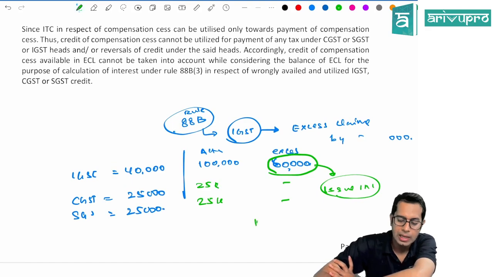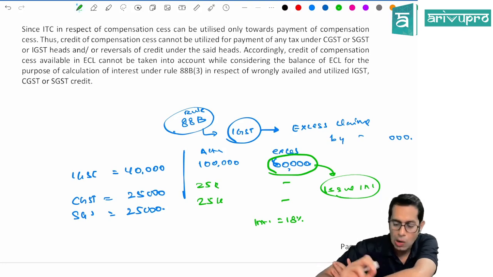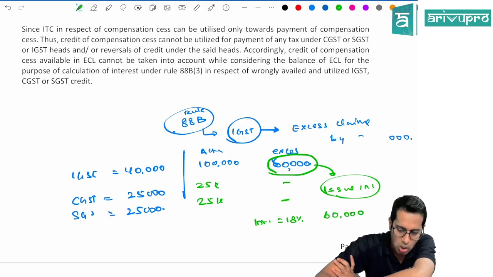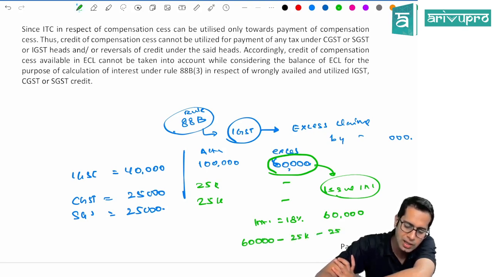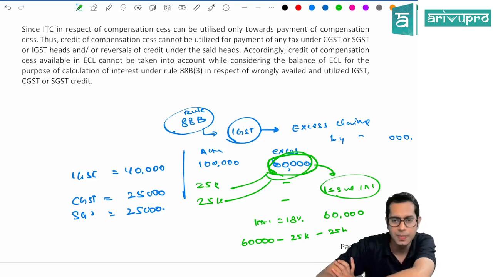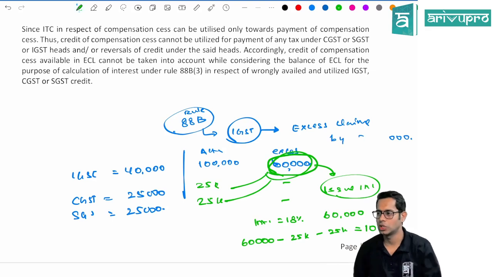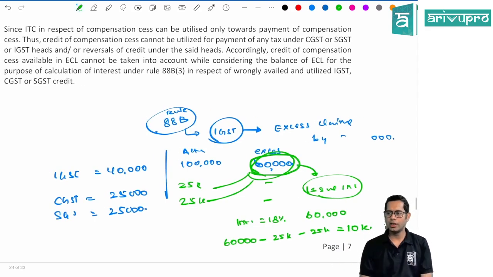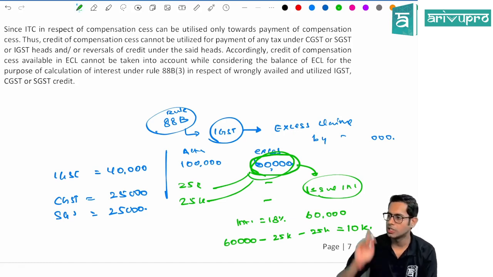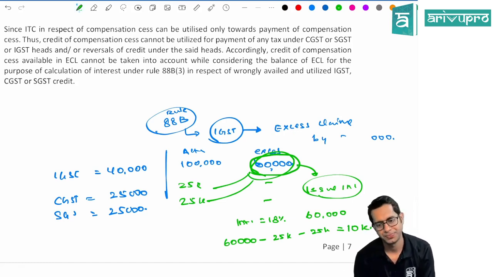Therefore, you will have to pay interest at the rate of 18% for this excess claim. Now, when interest is charged, should interest be charged on 60,000 rupees, or should interest be charged on 60,000 minus 25,000 minus 25,000? Because this excess, can I adjust with these? And should I pay interest only on 10,000 rupees? That is the question. What do you feel? Should it be charged on 60,000 or it should be charged on 10,000?